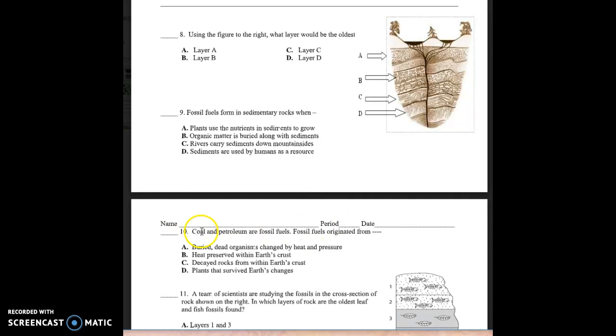Number 10. Coal and petroleum are fossil fuels. Fossil fuels originated from A. Buried dead organisms changed by heat and pressure. B. Heat preserved within Earth's crust. C. Decayed rocks from within Earth's crust. D. Plants that survived Earth's changes.